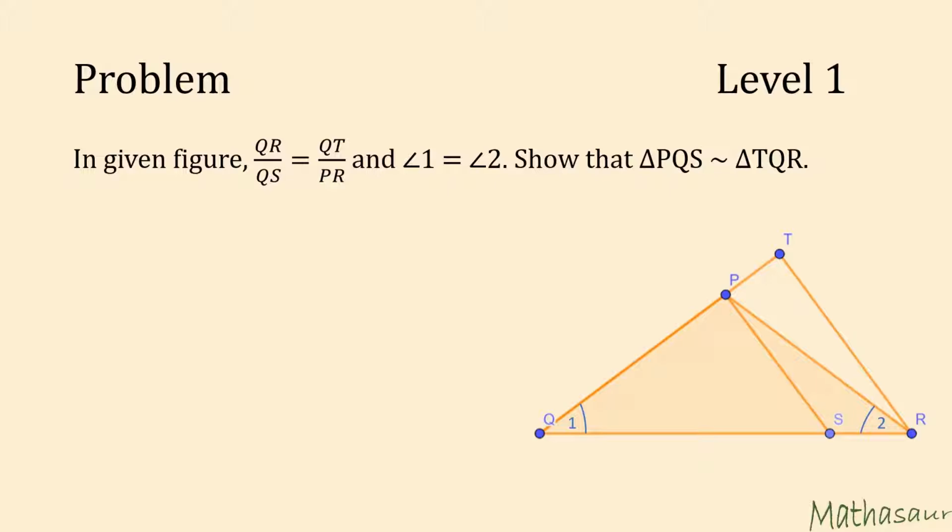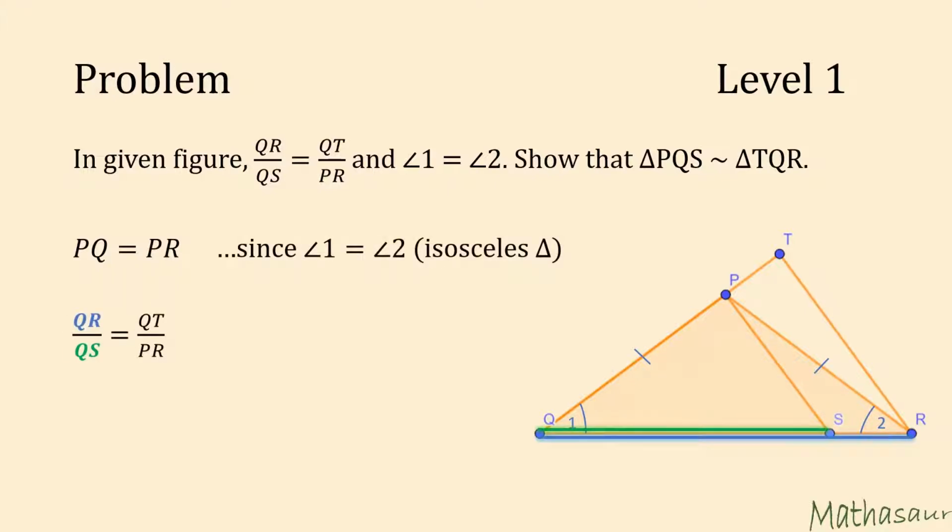In the given figure, QR by QS is equal to QT by PR, and angle 1 is equal to angle 2. Show that triangle PQS is similar to triangle TQR. So let us first look at our diagram. We can see an isosceles triangle PQR because angle 1 is equal to angle 2. This implies that the sides opposite to these equal angles would also be equal. So PQ would be equal to PR.